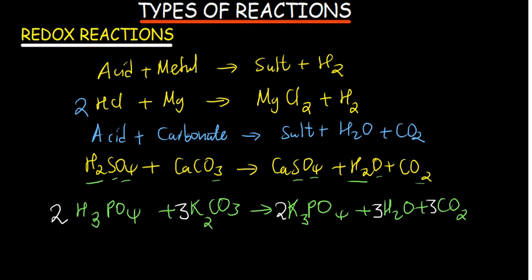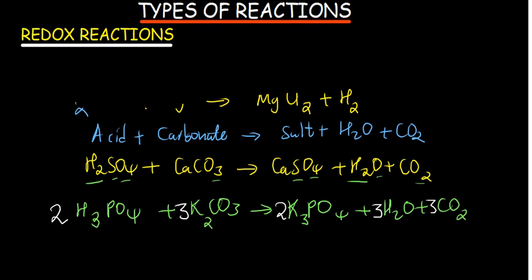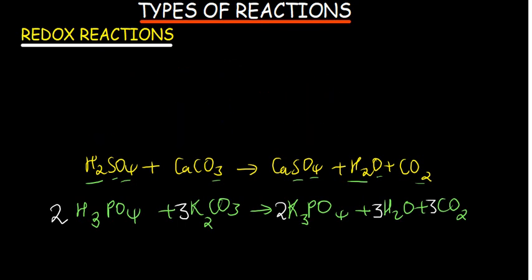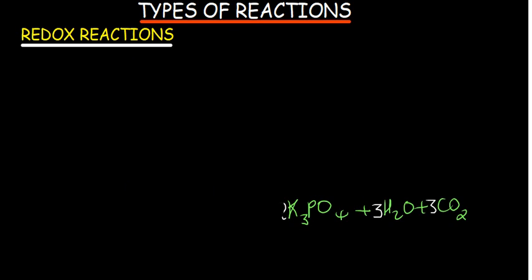So that's how we get to balance these also. We've looked at acid-base reactions, acid-metal reactions, and acid-carbonate reactions. Now, from here, we also need to understand precipitation reactions. A precipitation reaction is a reaction that forms a precipitate. A precipitate is simply a solid.